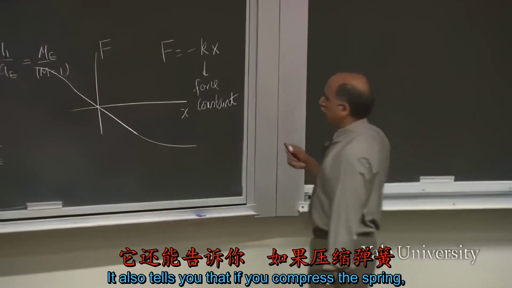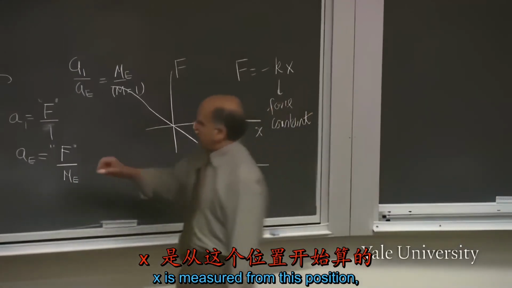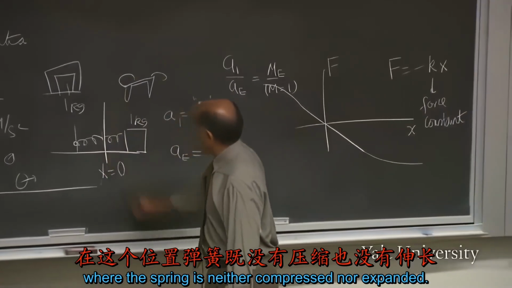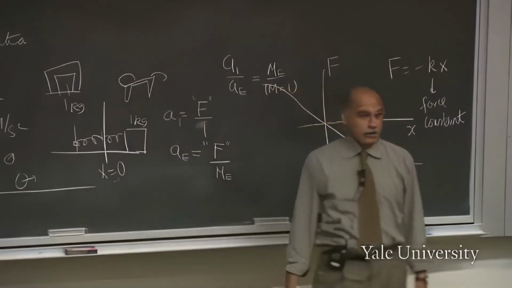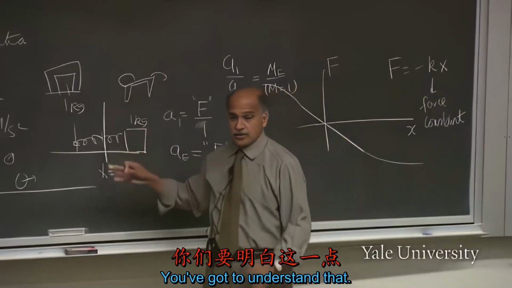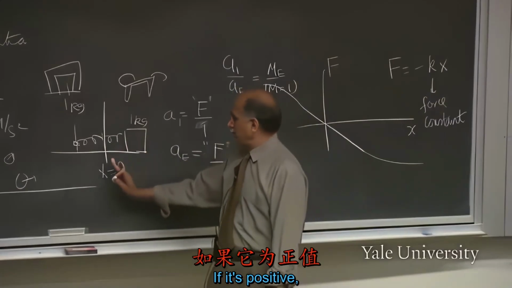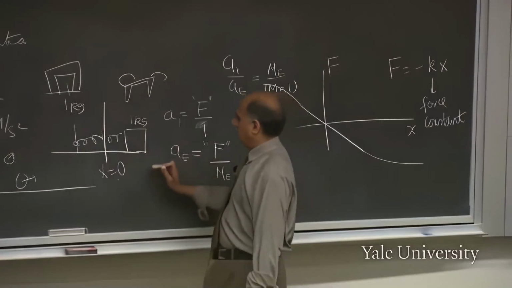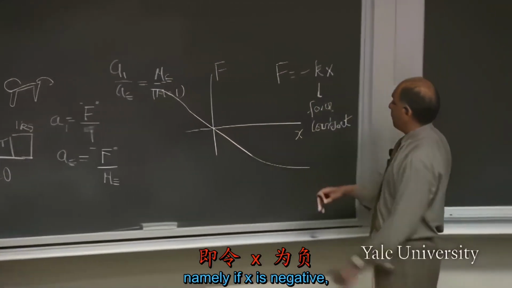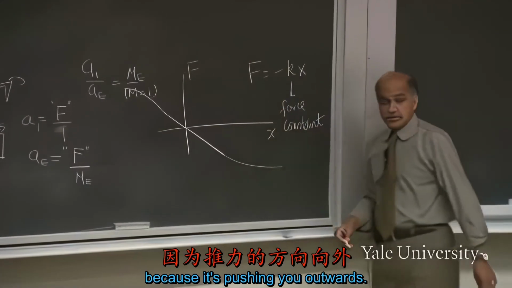It also tells you that if you compress the spring, x is measured from this position where the spring is neither compressed nor expanded. So x is not really the coordinate of the end point. You got to understand that. Springs have a natural length. So x is measured from that length. If it's positive, it means you stretched it. If it's negative, it means compressed. And this equation is telling you if you compress it, namely if x is negative, F will be then positive because it's pushing you outwards.